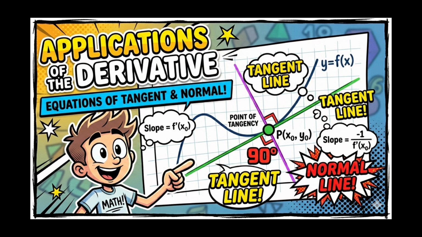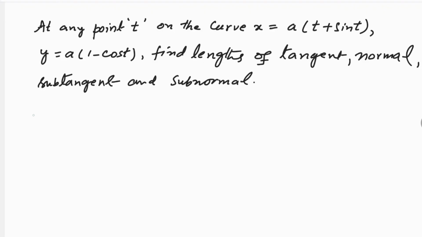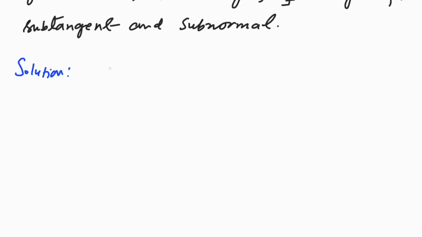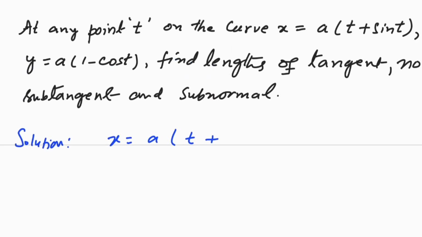Let's start right from a question relating to equations of tangent and normal. Four things mainly we have to find here: lengths of tangent, normal, subtangent and subnormal. Let's start. x = a(t + sin t).